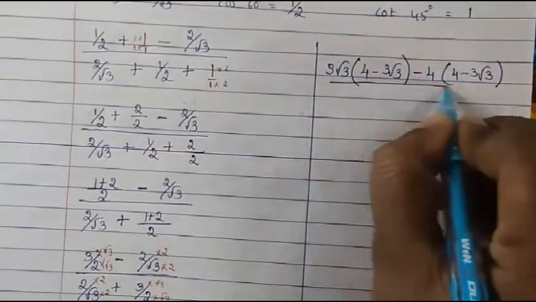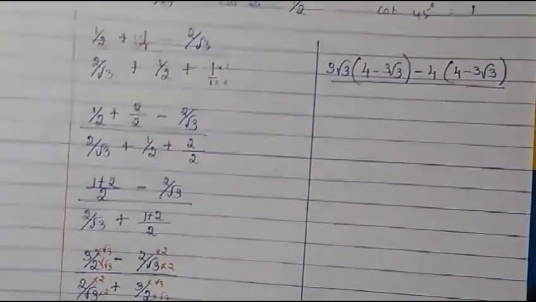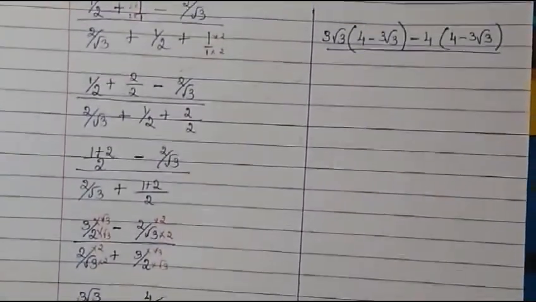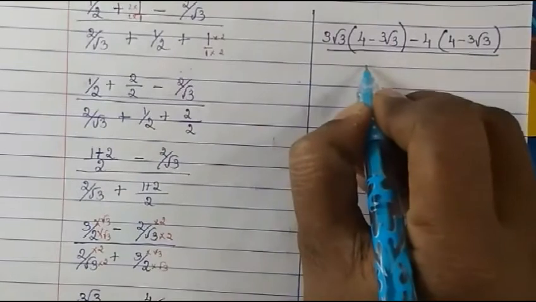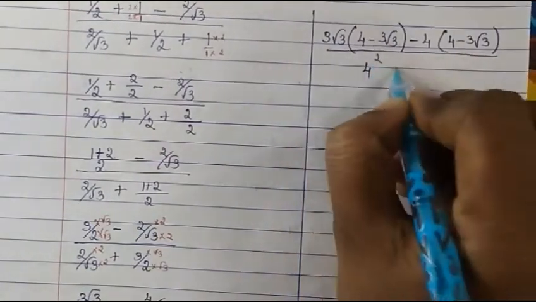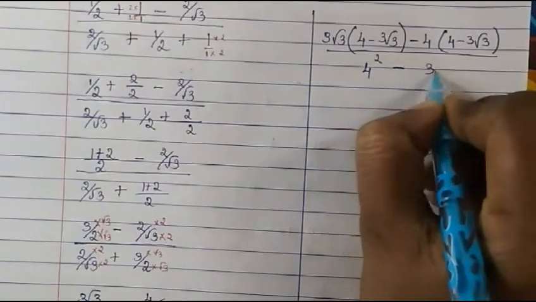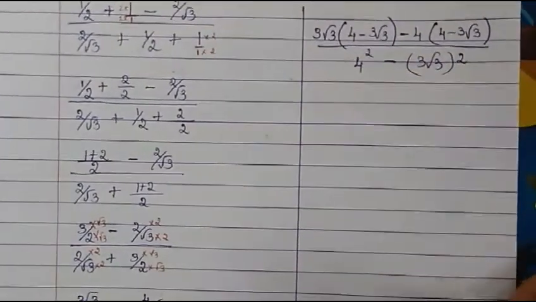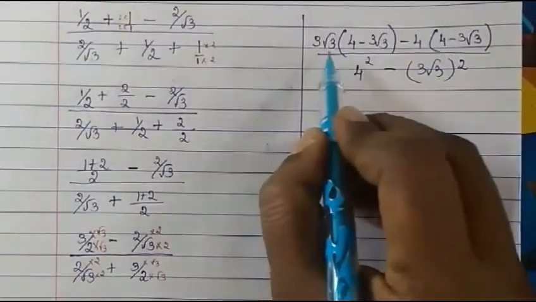Okay, that's about the numerator. Now the denominator, I told you, this form we will write down. So this is our a, this is our b, so a square means 4 square, and this whole thing will become square. That is 4 square minus 3 root 3 square. Okay, so let's solve now.